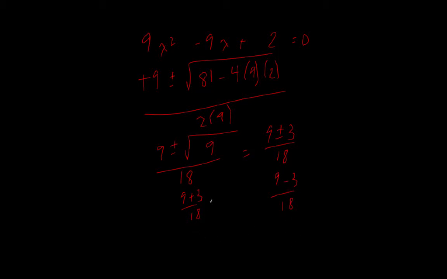is 12 over 18, so 2/3, and 6 over 18 is 1/3. So 2/3 and 1/3. Now this one also could have been factored. But remember that the quadratic formula always works so long as you don't make a mistake.